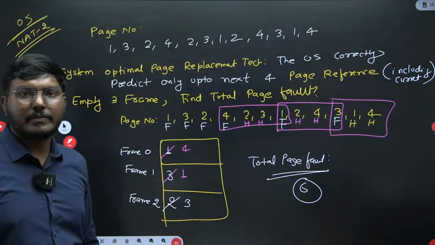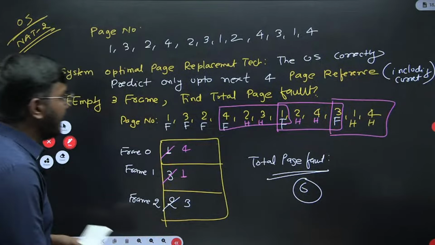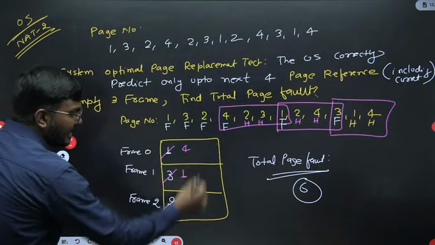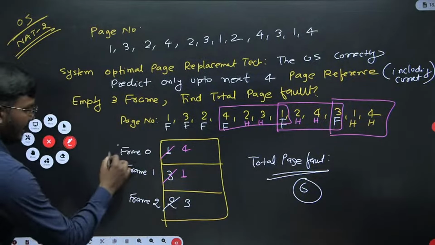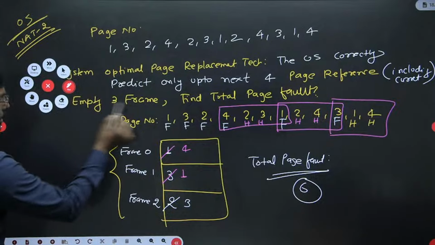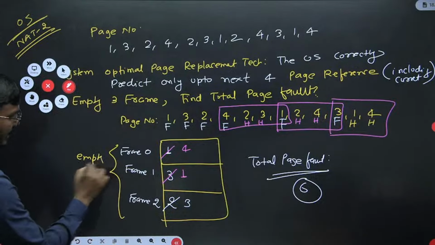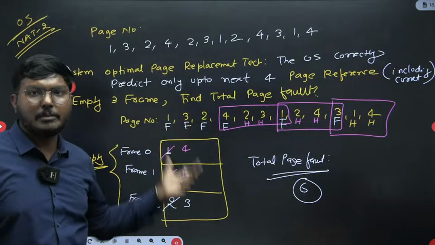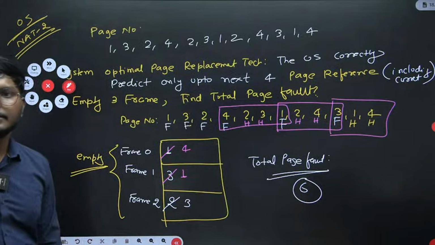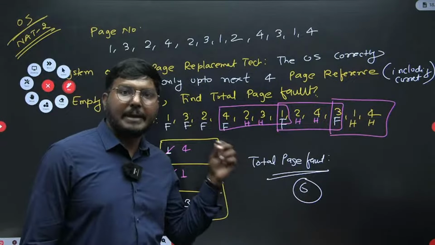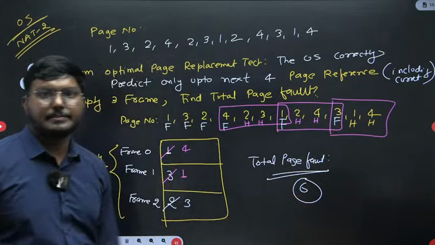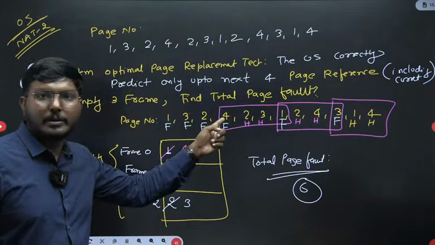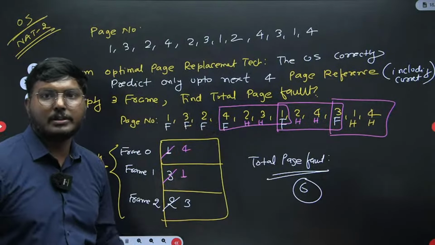For the 4 reference, yes, correctly predicted. But again, initially this complete memory was empty, right? Initially the frames were empty. In the problem it was given that the frames are empty. If the frames are empty, then definitely at least the first 3 references will be page faults. You need to transfer those pages from the disk to main memory. It will correctly predict the first 4, but the first 3 will be page faults.